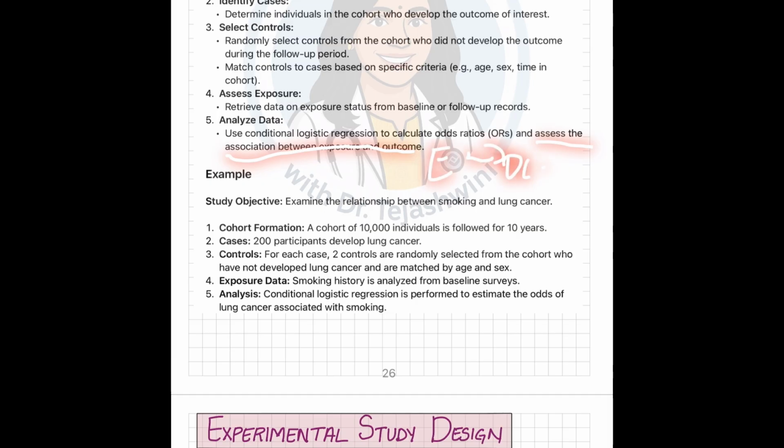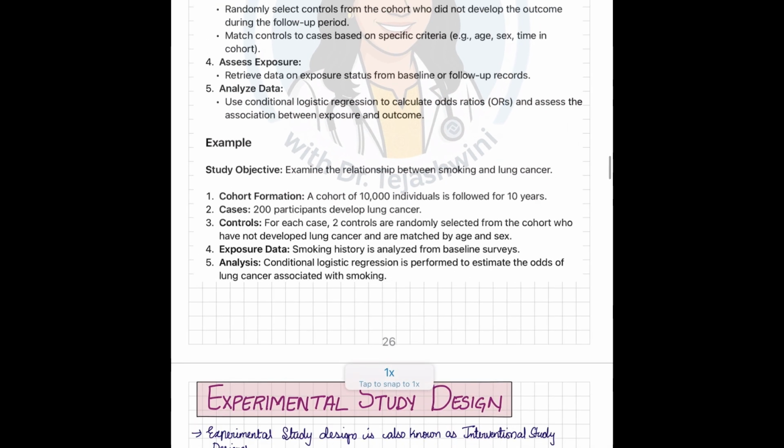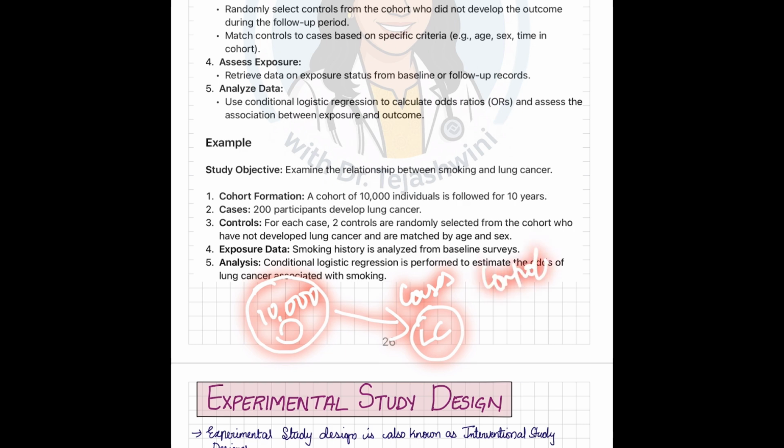Let's consider a study objective, examining the relationship between smoking and lung cancer. Here's how the study might look. Cohort formation. A cohort of 10,000 individuals is followed for 10 years. Cases. 200 participants develop lung cancer during the study. Controls. For each case, 2 controls are randomly selected from the cohort who did not develop lung cancer. Exposure data. Smoking history is assessed using baseline surveys. Analysis. Conditional logistic regression is performed to calculate the odds of lung cancer associated with smoking.